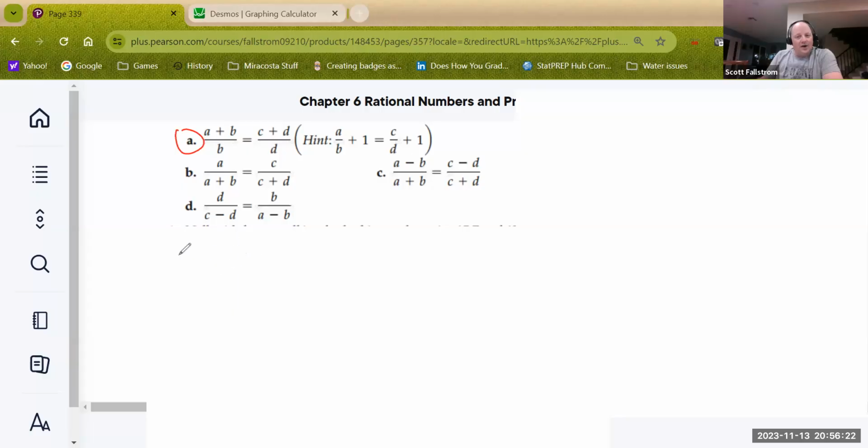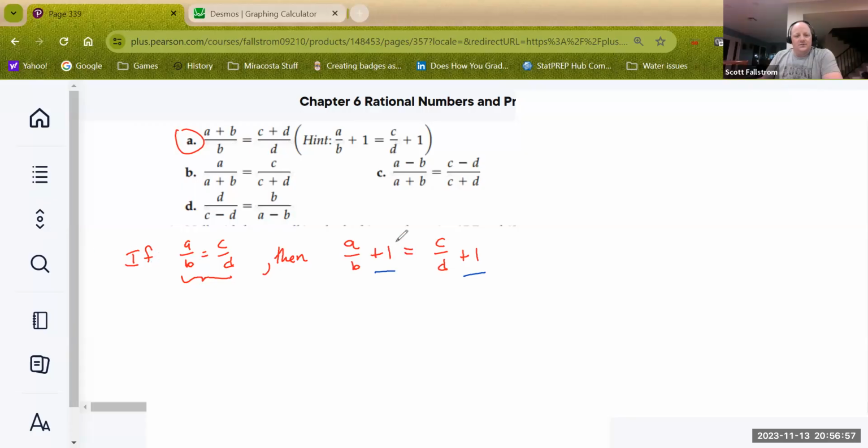Now remember, what do I know? I know my if statement. If A over B equals C over D. Okay, so if A over B equals C over D, that means these two things are equal. And if they are equal, then A over B plus 1 is going to equal C over D plus 1. Why is that? Because of the addition property of equality. I can add the same value to both sides, and it doesn't change the fact that they're equal.